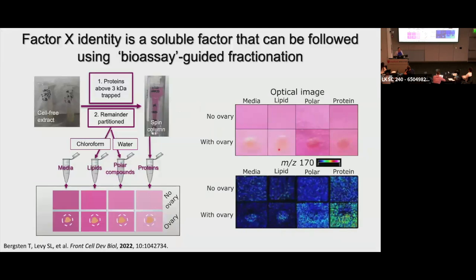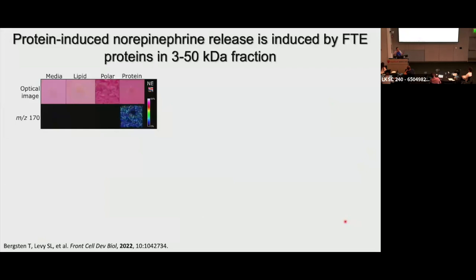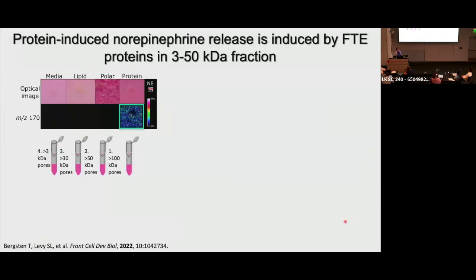And much to my dismay, because I'm a small molecule chemist, the protein fraction lit it up, and I was like, okay, now we're doing proteomics. But protein is too big of a word. So we ended up using these same spin columns and wanted to get at which protein fraction it is. We just did successive little spin columns to separate into big, medium, small, very small proteins to see if we could narrow in on what protein class we might be dealing with.